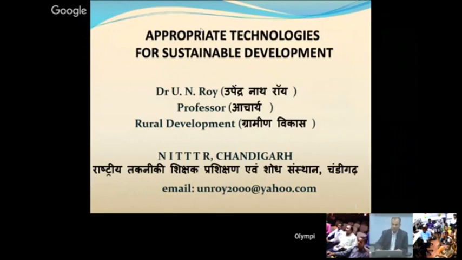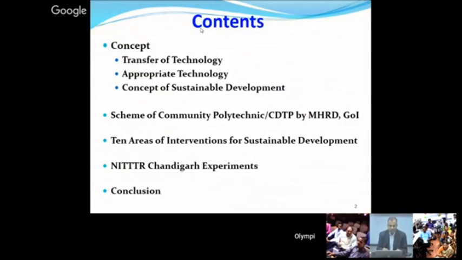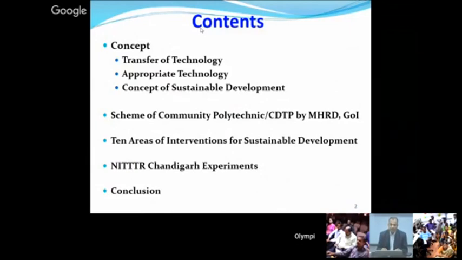First of all, we should understand the concept of transfer of technology and why we do it. Then, what is appropriate technology. Then we will come to the concept of sustainable development. We will also discuss the scheme of community polytechnic or CDTP scheme, which was governed by MHRD. At present, it is being run by the Ministry of Skill Development and Entrepreneurship.